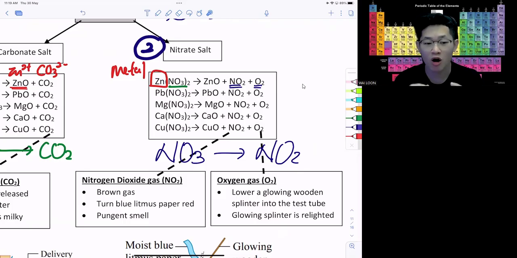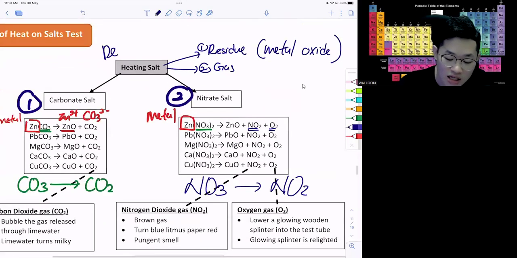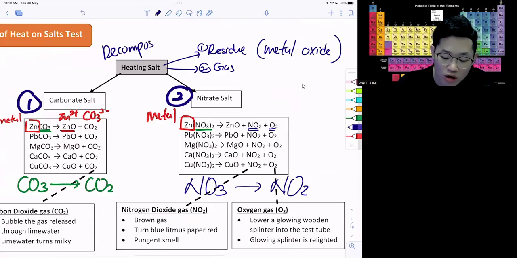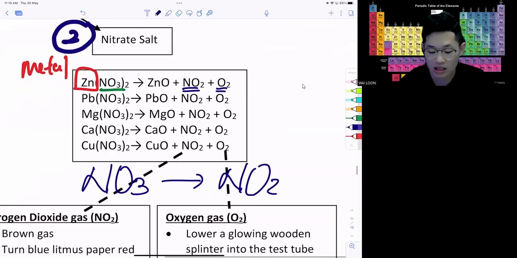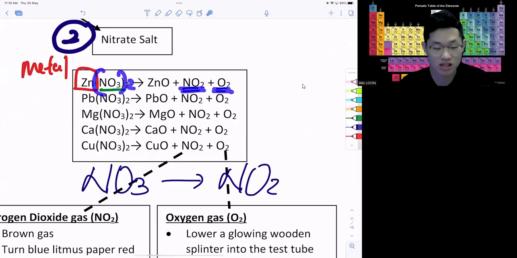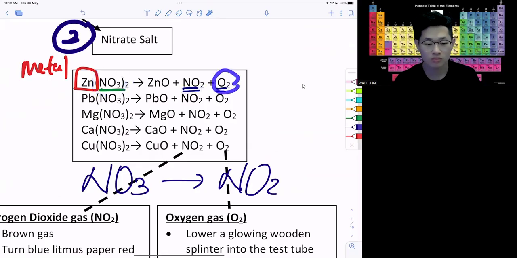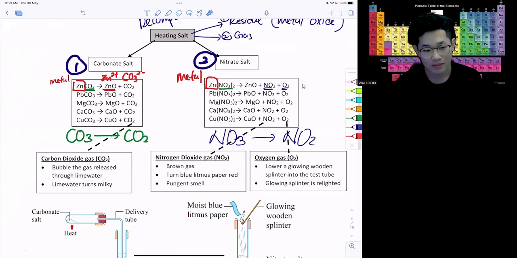So that means when it decomposes, when the salt is being heated, it decomposes. We can also call it a decomposition reaction. It breaks down into NO2 and O2. Okay, a bracket here is like another 2. Just like that.